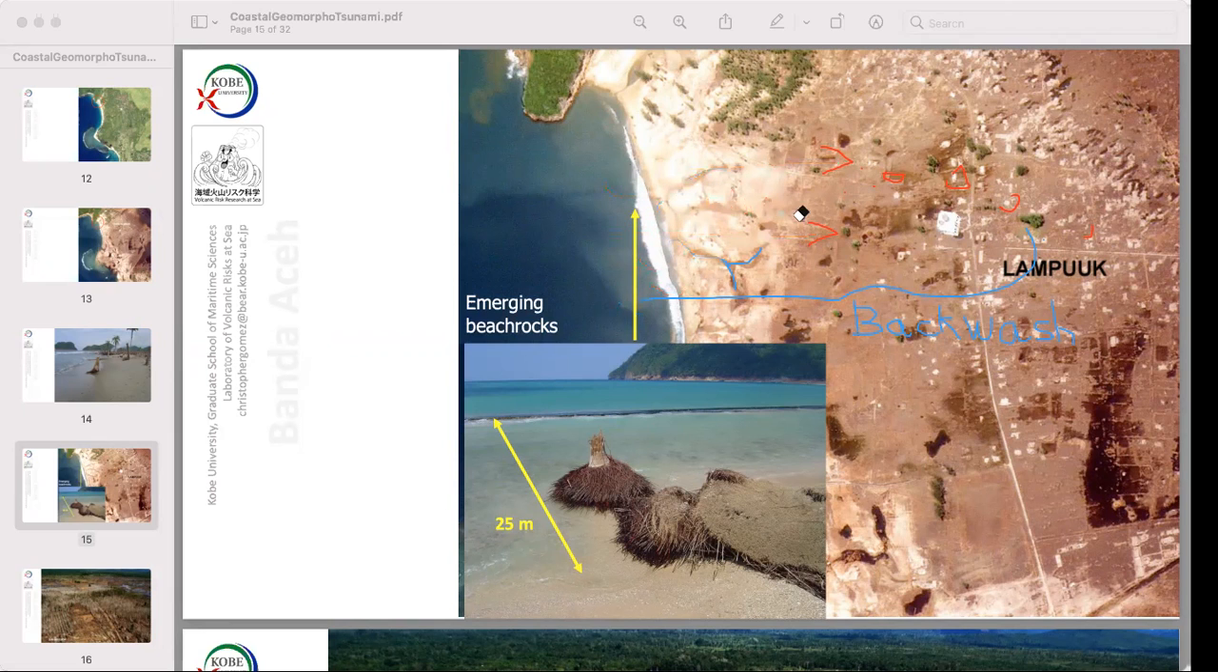Okay. So before I go further, I need to add one more word about run-up. There is another definition of run-up.